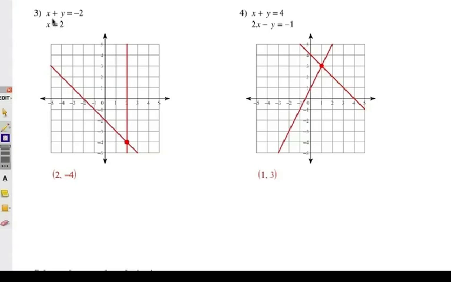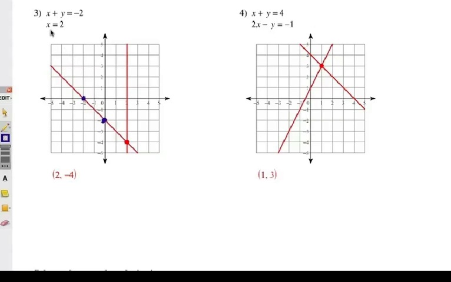All right, number 3, x plus y equals -2. Now if I cover up the x value, that will give me a y-intercept of -2. So that is why I have that dot right there. If I cover up the y value, then the x-intercept is -2. And so I would have a dot there. And then I connect the dots to make my line there.